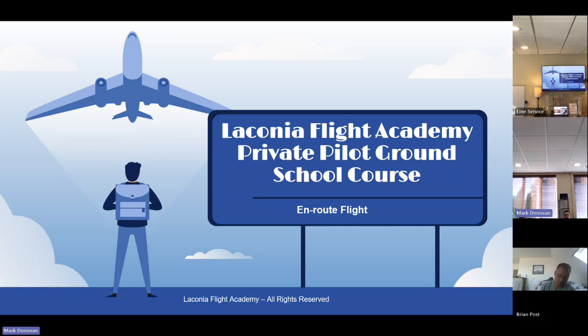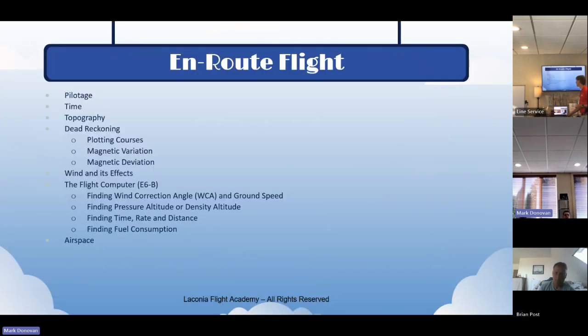And so we're going to talk about some of the key navigation tools that we use for en route flight. First thing we'll talk about is pilotage, then time, topography. Topography is associated with the land and the shape of the land, the mountains, the hills, the water. Dead reckoning, how we actually determine where we'll be in some amount of time based on a certain speed that we're going.